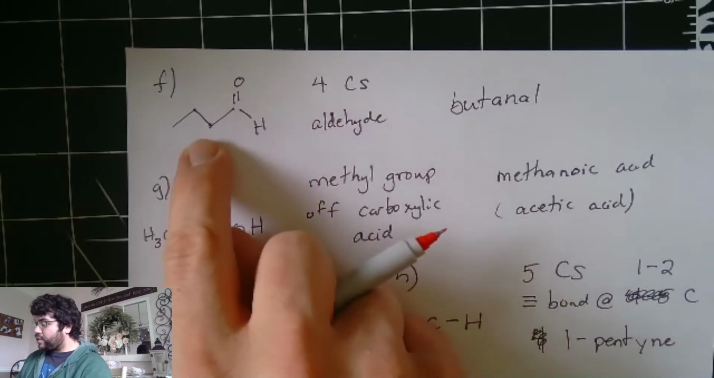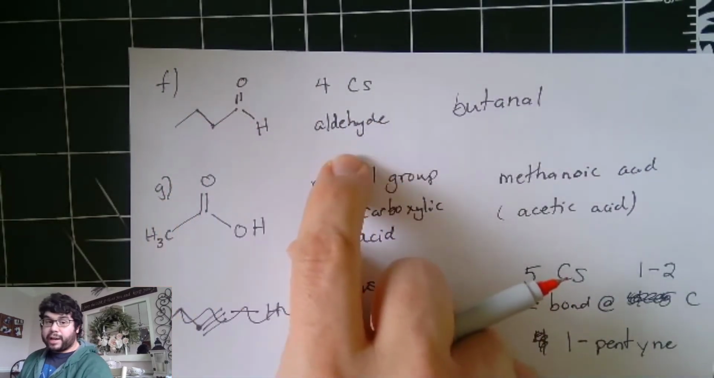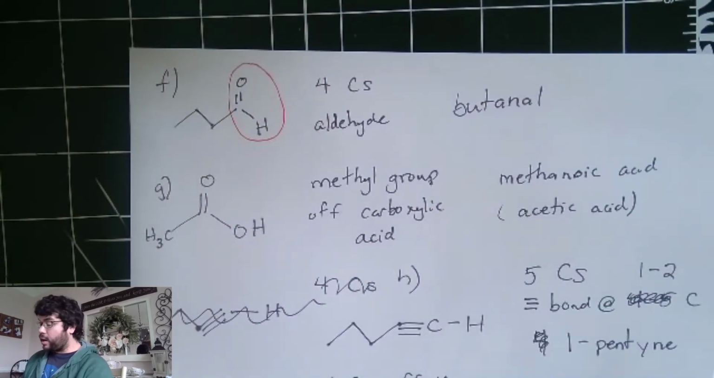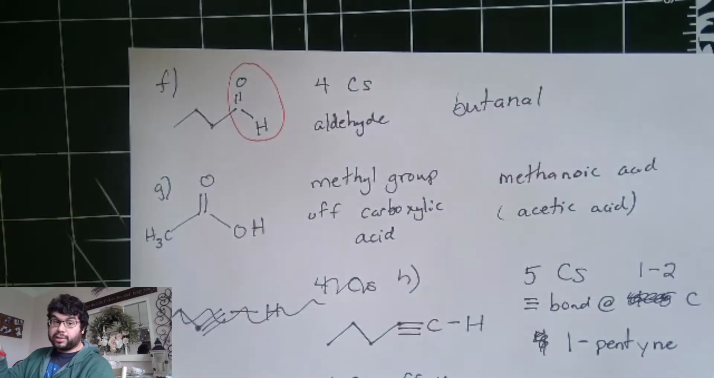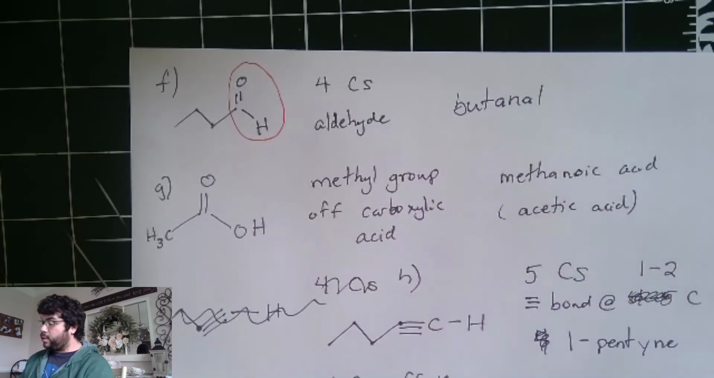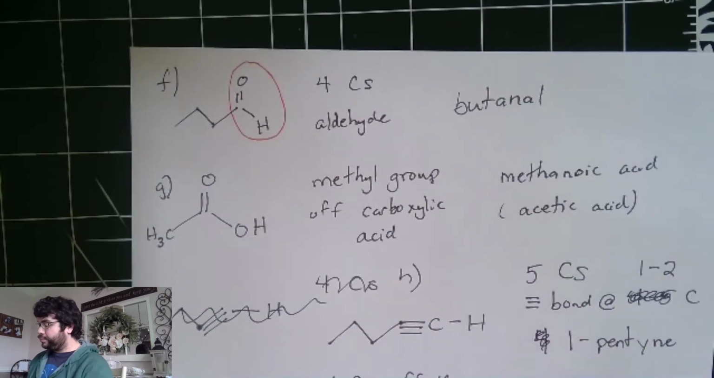We have this structure right here. It has 4 carbons, 1, 2, 3, 4, and it's an aldehyde. It's an aldehyde because this is the functional group right here. We have a carbon double bonded to an oxygen, with the hydrogen off to the side there. So this is going to be butanal, or butanaldehyde would be another way you could call it.